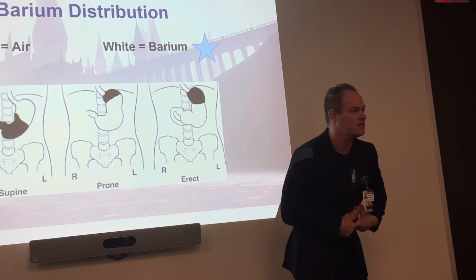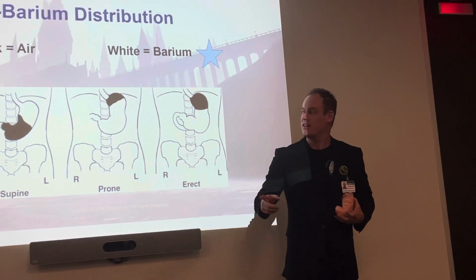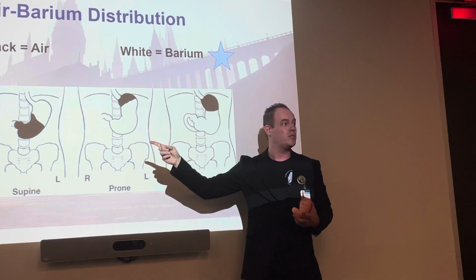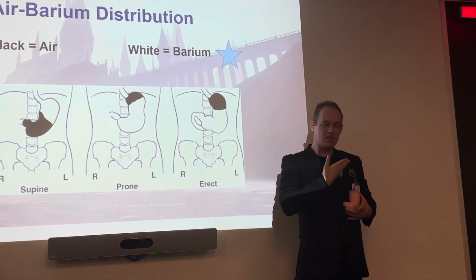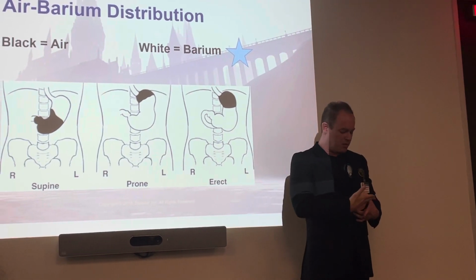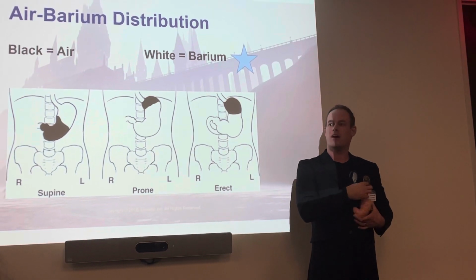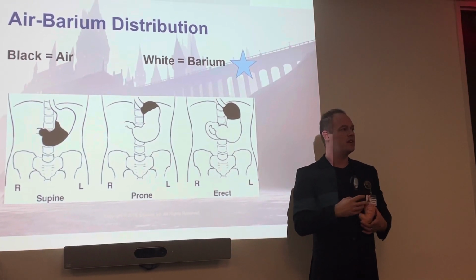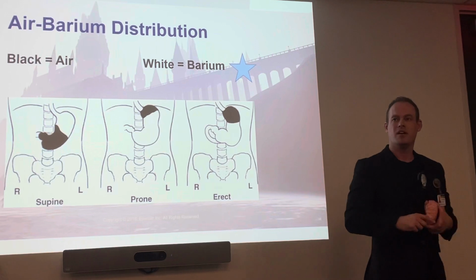Does that make sense? Erect is going to share a similar distribution as the prone. Because everything's going to fall down with gravity, barium is going to rest in the body, air is going to rise towards the fundus. Now, we have some overlap, of course.